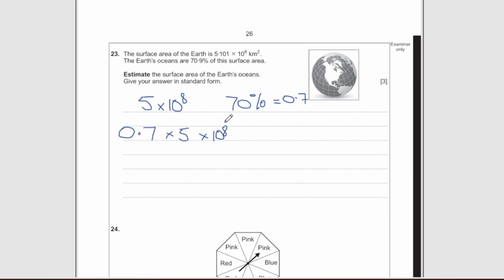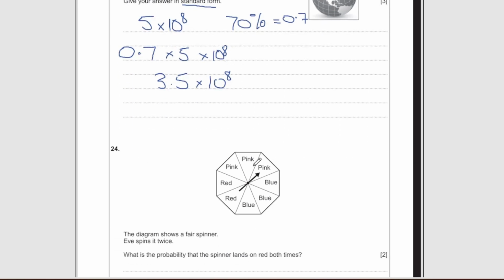That means we end up with 0.7 times 5 times 10 to the power of 8. 0.7 times 5, well, we can times by 10 and divide by 2 if we want to. 0.7 times 10 is 7. Divide by 2, 3.5. 3.5 times 10 to the power of 8. We don't have to do any more than that because it says give your answer in standard form. So 3.5 times 10 to the power of 8.